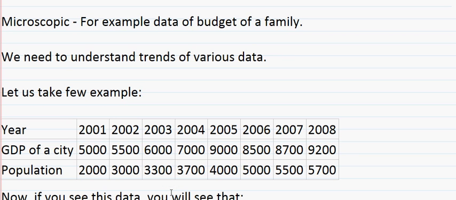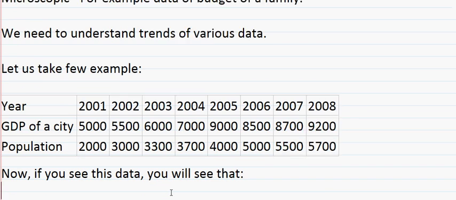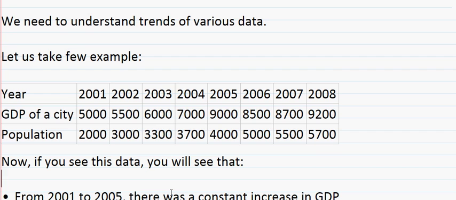So I have taken a small example so that the concept is driven home. So this is year 2001 to 2008. I have taken GDP of a fictitious city. It varies from 5,000 to 9,200. The population of the same city during this time varies from 2,000 to 5,700, right? Now if you see this data, these are just mere numbers, right? Can we draw some inferences out of it? Can we look at the data and say something about it?